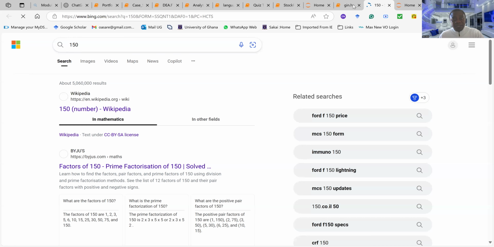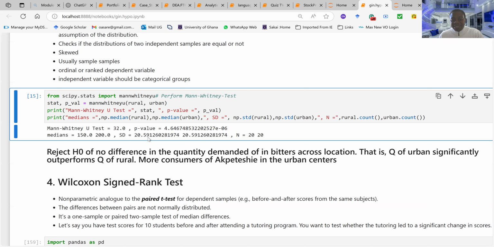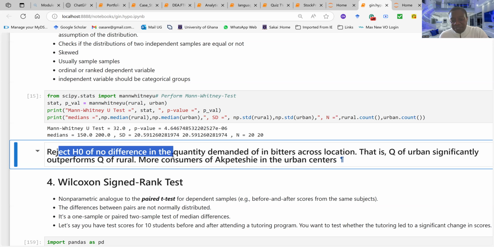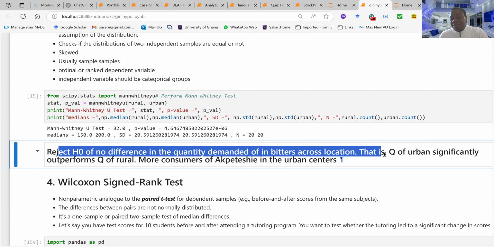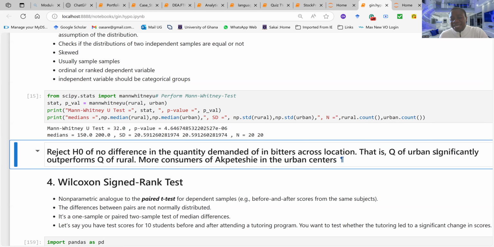Okay, so that's it. If you look at the standard deviation, we know that they're the same. The sample sizes are the same. So this clearly shows that there's a significant difference. Again, we reject the null of no difference. The null says there is no difference. That's a lie. We reject it. And conclude that quantity demanded in the urban section is significantly higher than the quantity demanded of the rural folks.